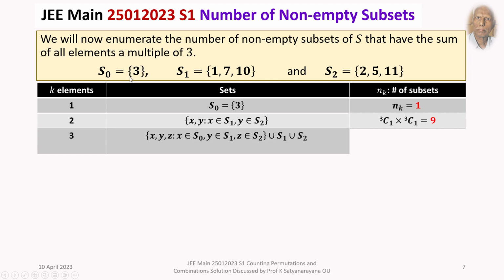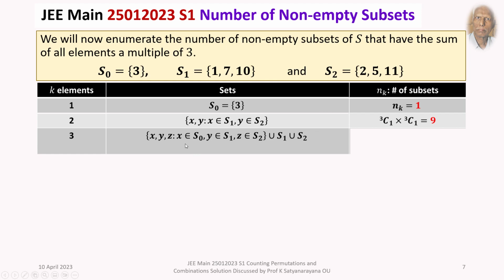The sum is a multiple of 3. So not only that, S1 is a set with the 3 elements. When added, their elements is a multiple of 3. So S1 is also a candidate. So this is where students normally make a mistake. They do up to this, they forget about S1 and also S2. So S2 is also a candidate.